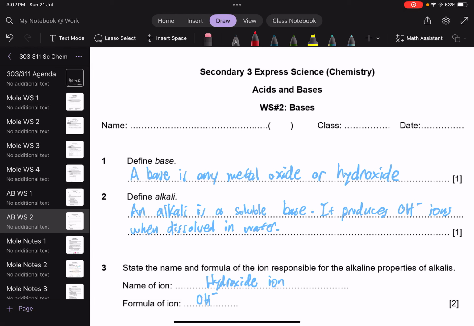Hi Sec 3s, I'll be going through your acids and bases worksheet 2 today. I will not go through questions 1 to 3 in detail because the answers can be found in your acids and bases notes.